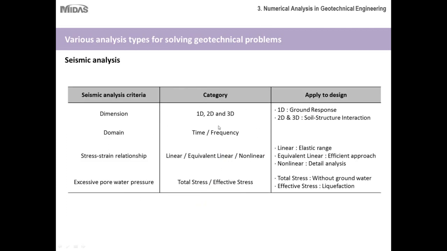And then seismic analysis. Here I've just listed out the different analysis criteria. For example, your dimensions. 1D would be for 1D ground response to analyze how your soil would respond to seismic loading. And then 2D and 3D soil structure interaction to analyze how your foundation structures would react by being placed in direct contact with the ground.